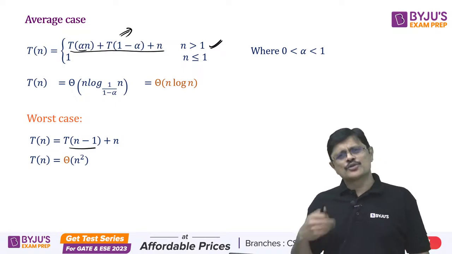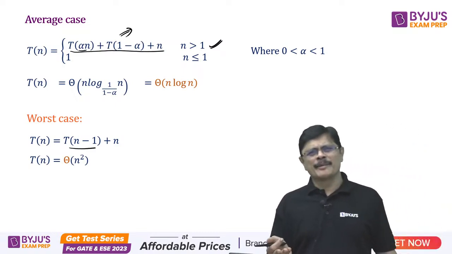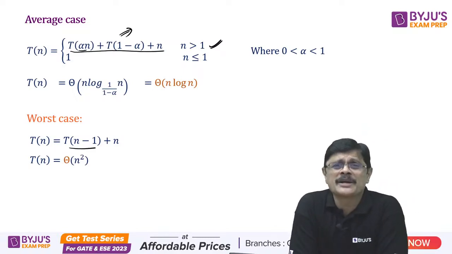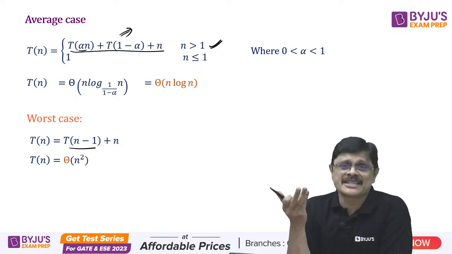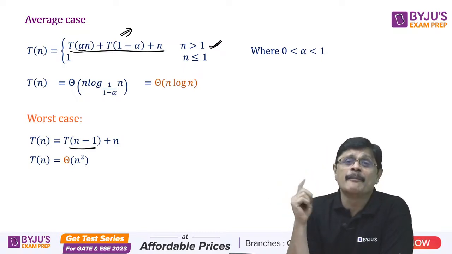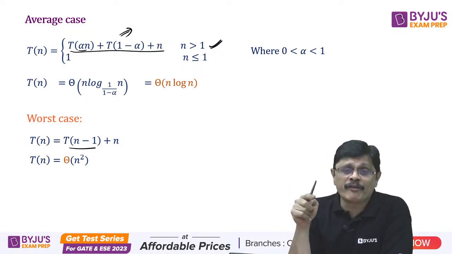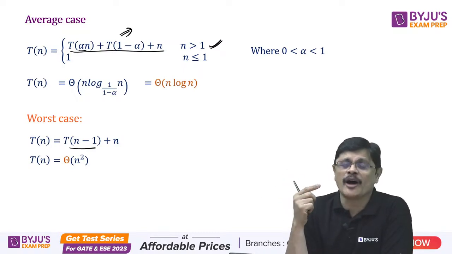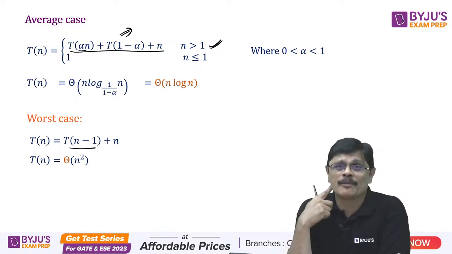Am I clear? This is also called partition exchange sort; quicksort we can also call it. Even though the worst case complexity is theta n square, mostly quicksort performs at its average case. Unlike most algorithms, which perform at their worst case time complexity more often, quicksort most often performs at its average case complexity, my dear friends.